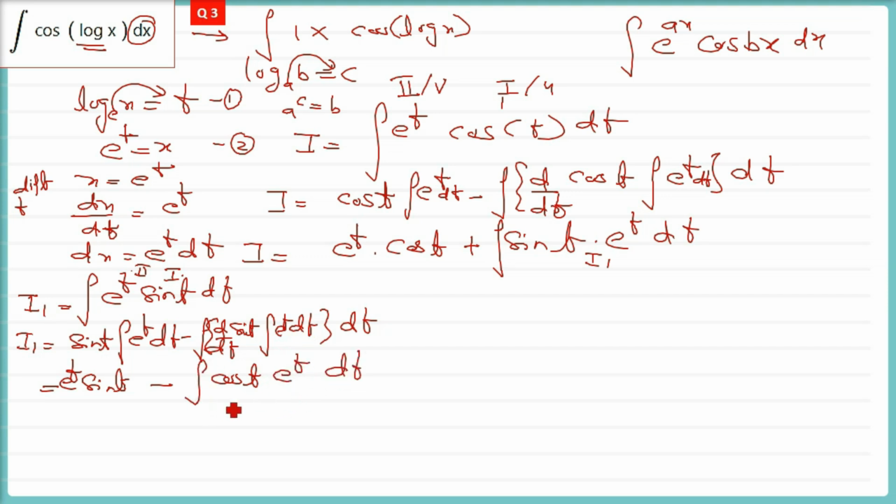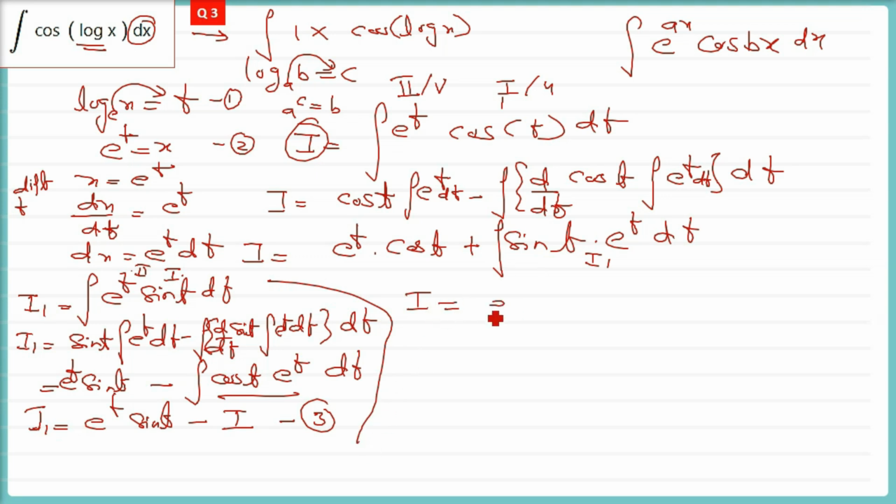Now why we did this? Because initially, when we did some substitution or assumption, we started with this I only. It's e raised t cos t dt. So e raised t sin t will remain like this, minus cos t e raised t will be I. This is your third equation, I1. Now we are replacing this I1 in our I from where we left. So I will be e raised t cos t. This I1 will be taken from equation number 3, that is e raised t sin t minus I.